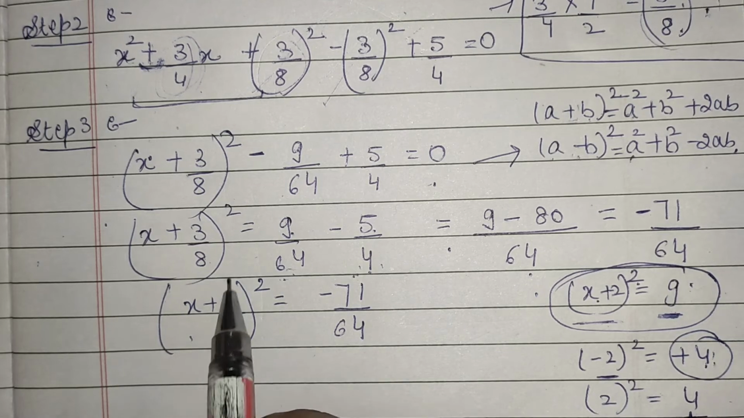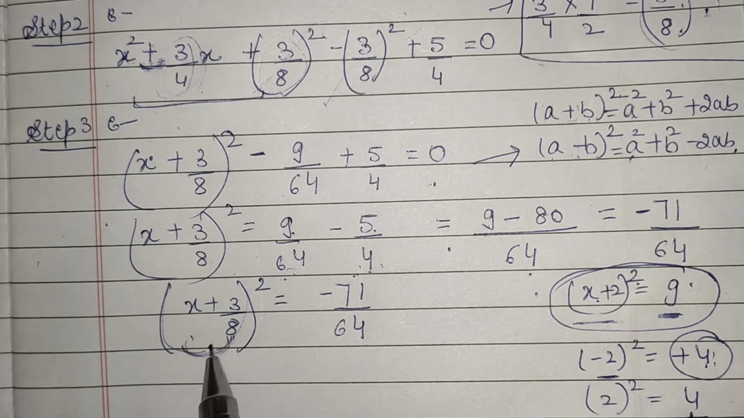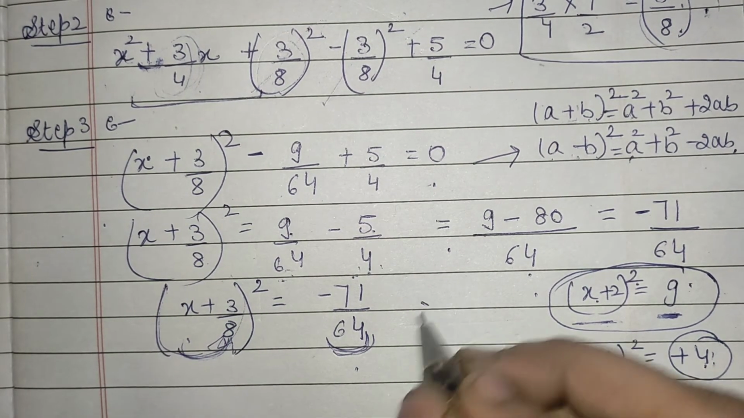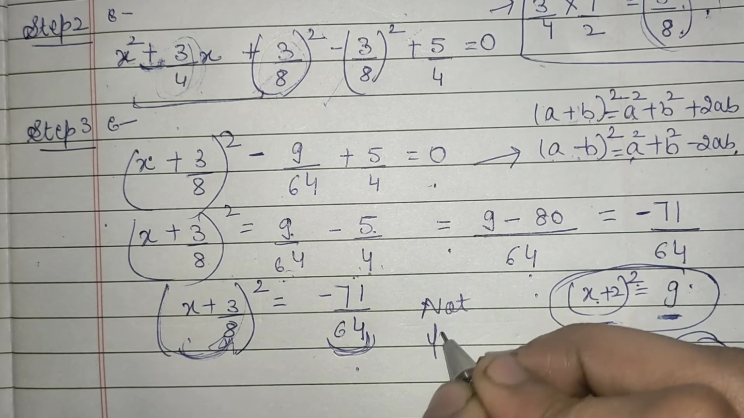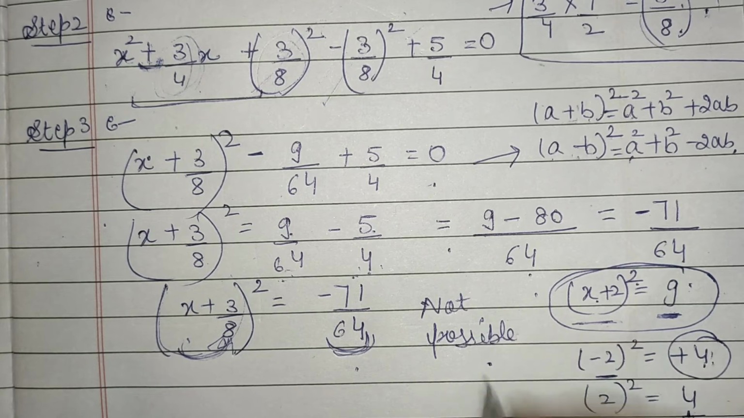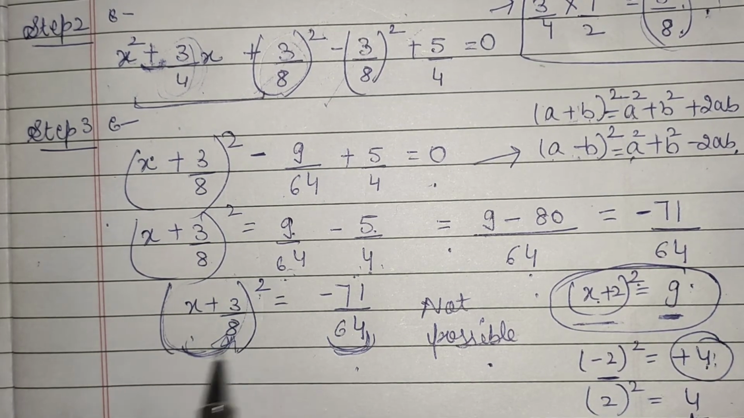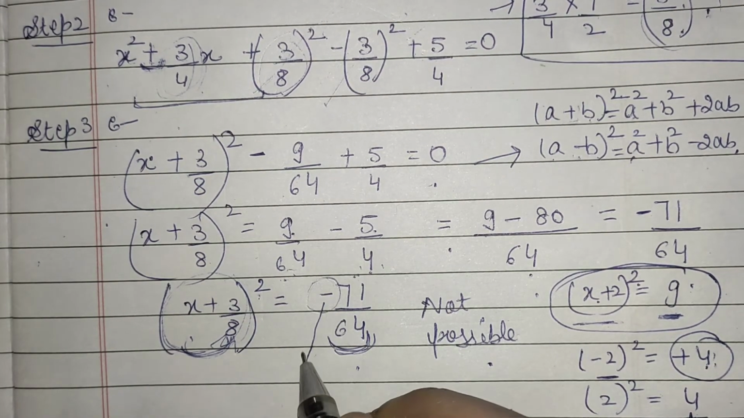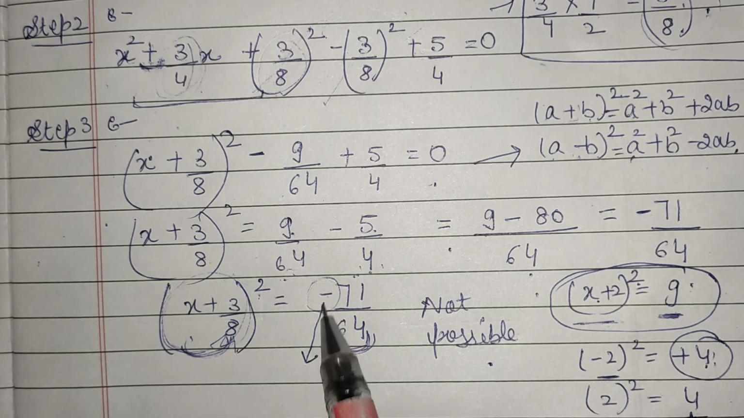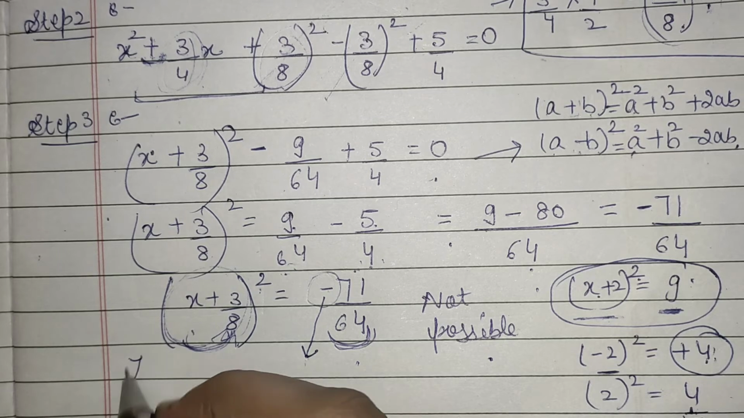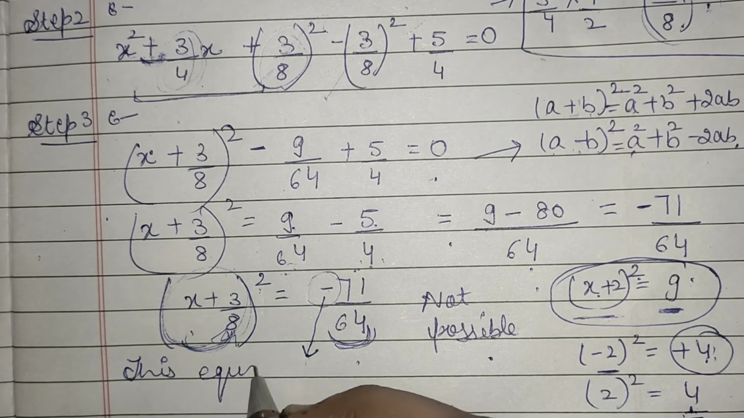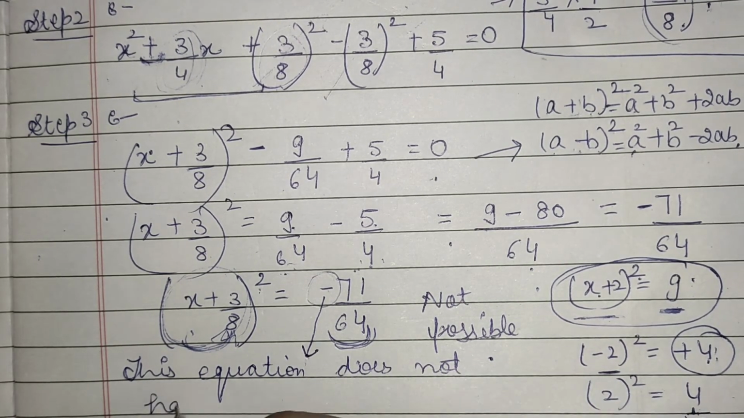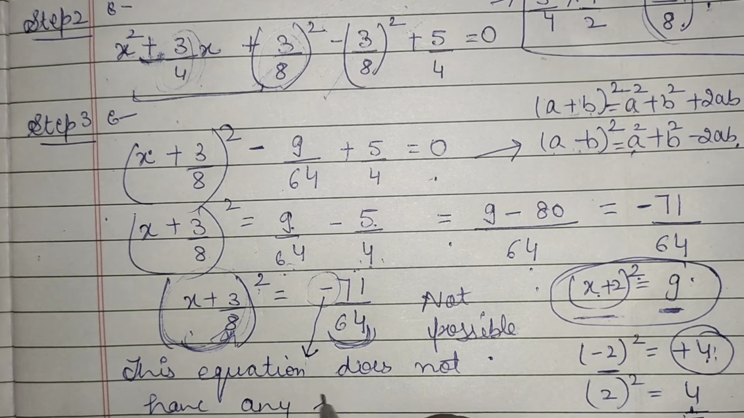So see, but here what am I doing? I am doing the square of a term and I am getting a negative value, right? So this cannot be possible, this is not possible. Okay, understood this step? This step is very important, that the square of any term can never be negative. Okay, so if this value is coming as negative in any of your questions while solving, that means this equation does not have any real roots.